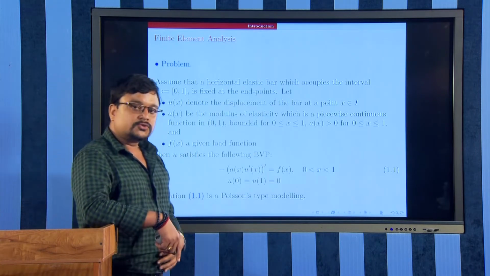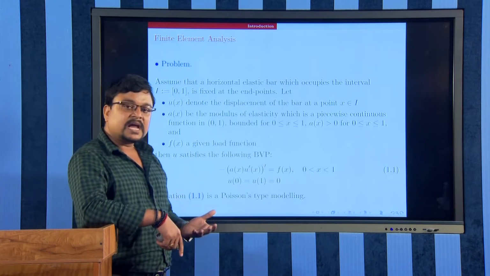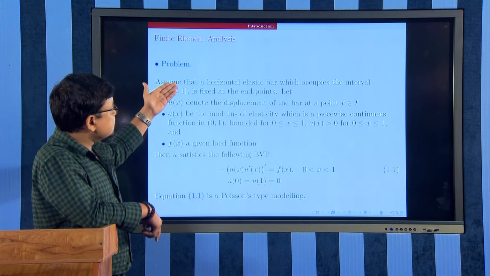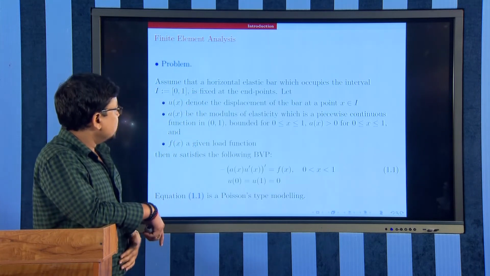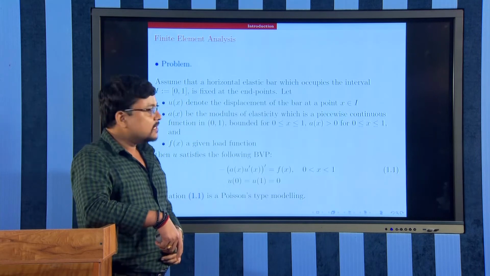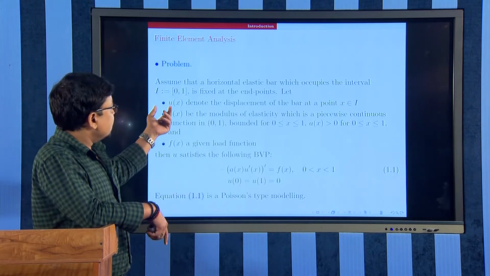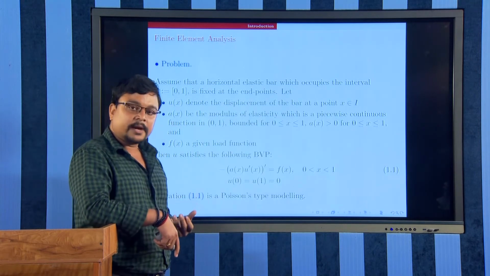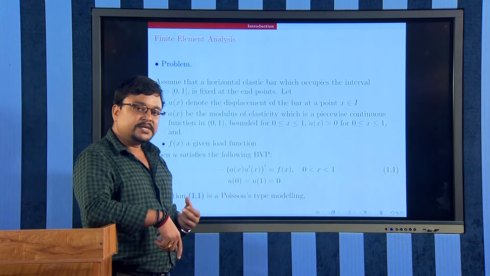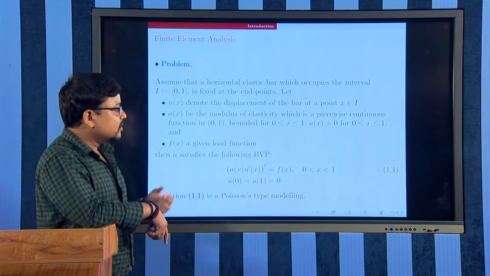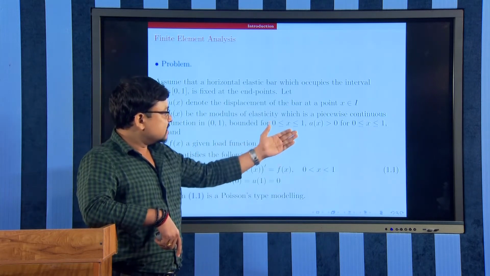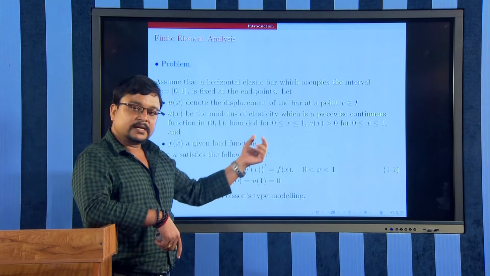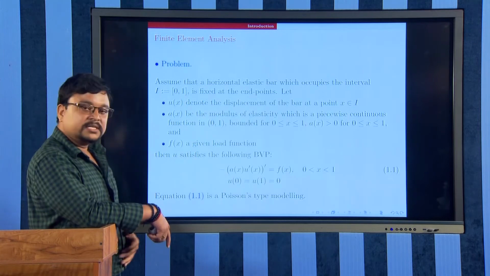So, I will show how the finite element space and finite element formulation are constructed for a given model problem. In this case, we have considered a horizontal elastic bar. Suppose the horizontal elastic bar is given on the interval I = (0,1), and u(x) denotes the displacement of the bar at any point x in that interval. a(x) is the modulus of elasticity, with the restriction that for x between 0 and 1, a(x) is greater than 0, and f(x) is the given load function.